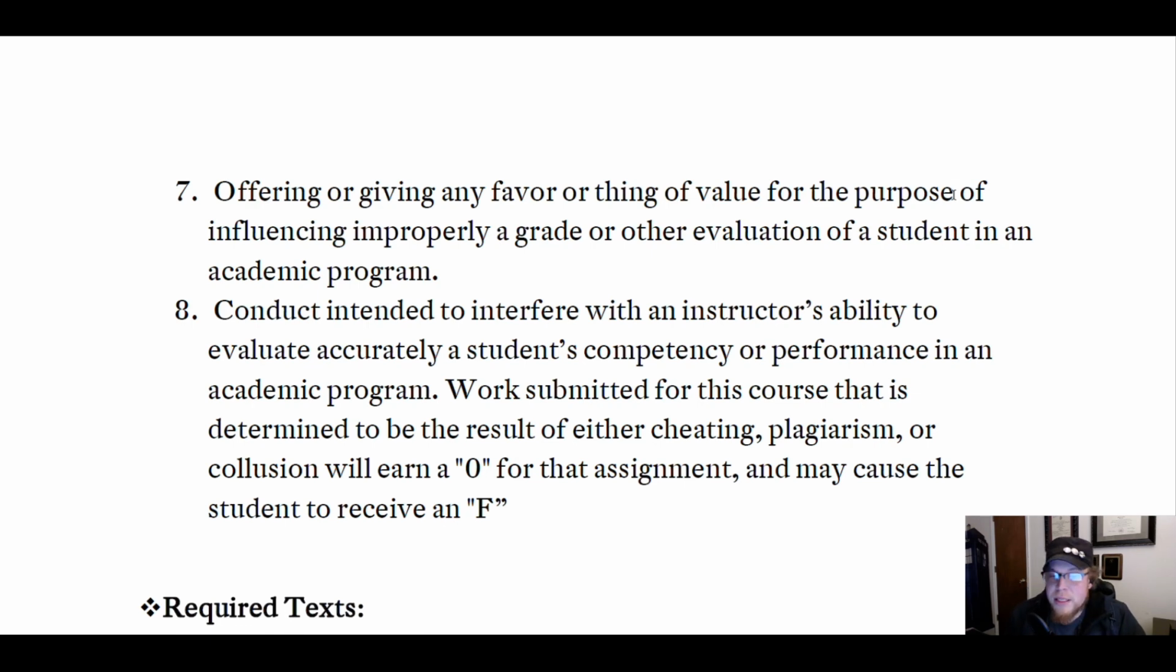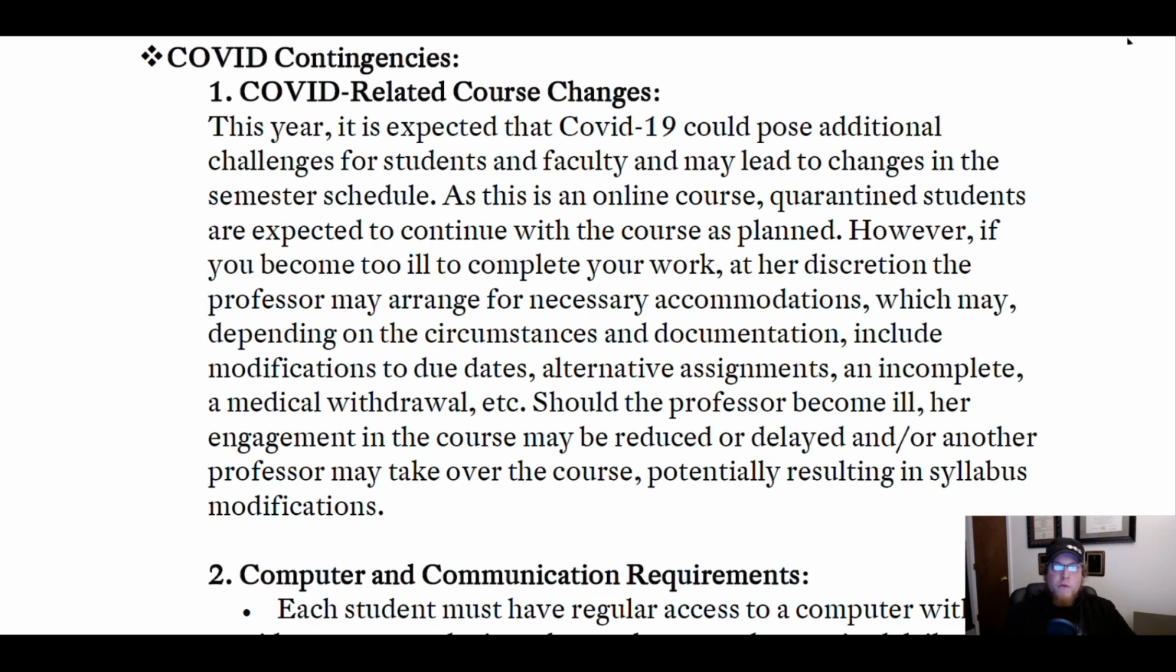8, conduct intended to interfere with an instructor's ability to evaluate accurately a student's competency or performance in an academic program. Work submitted for this course that is determined to be the result of either cheating, plagiarism, or collusion will earn a 0 for that assignment and may cause the student to receive an F. If work is seen to be dishonest with any of the above criteria, it will be marked as 0 and could make you liable for getting a failing grade. So don't do it.